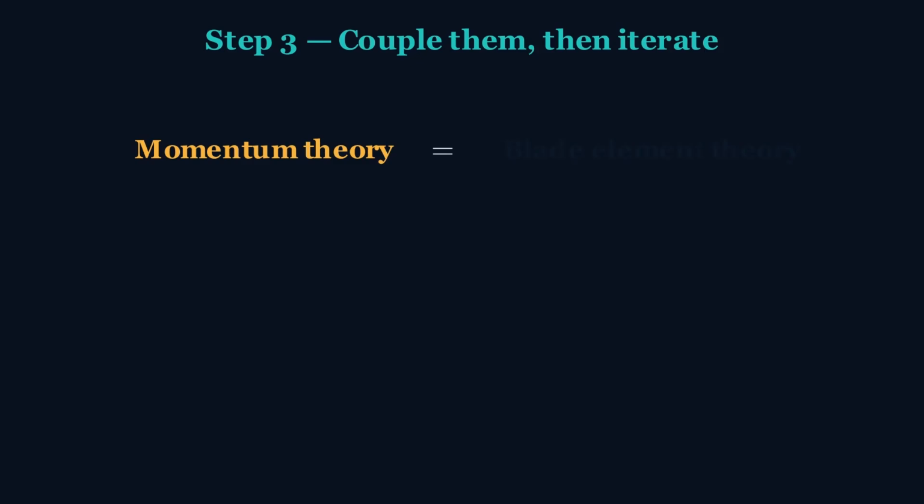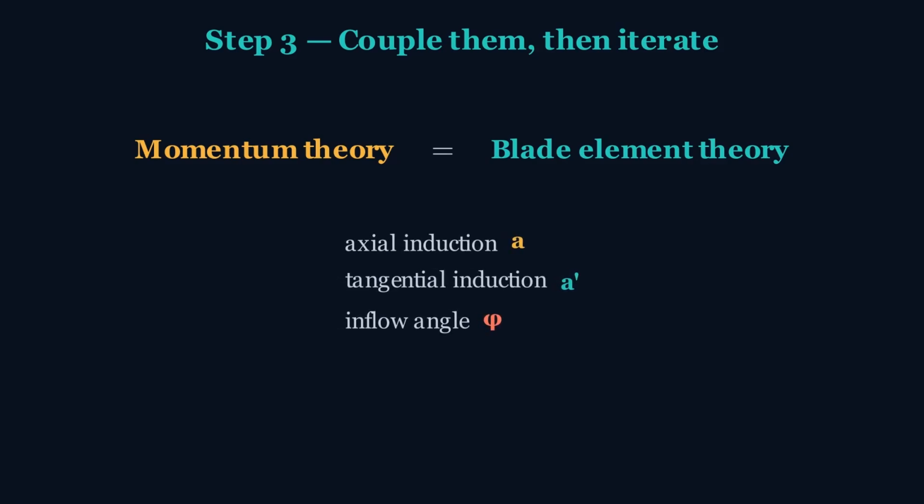Here's the trick that ties it together. Momentum theory and blade element theory describe the very same forces on the disk, from 2 different directions. So they have to agree. Set them equal and you get 3 equations and 3 unknowns: the axial induction a, the tangential induction a prime, and the inflow angle phi. The catch: they're tangled together. You can't just solve them in one step.